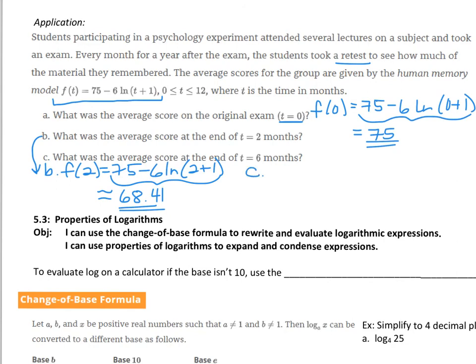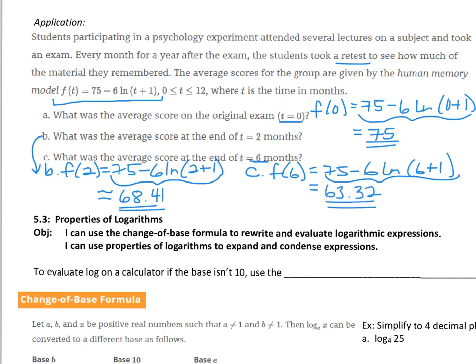For C, after 6 months, it would be expected that it's probably lower yet. So let's evaluate f of 6. 75 minus 6 times ln of 6 plus 1. So 6 plus 1 is 7. And again, if you type that all in at once, we get approximately 63.32. So the trend of the data over time seems to be dropping. And that's utilizing a little bit of exponents and logarithms in application. There's lesson 5.2.